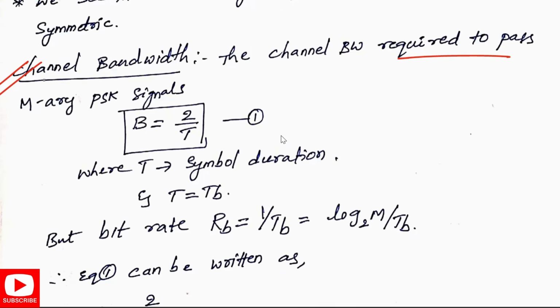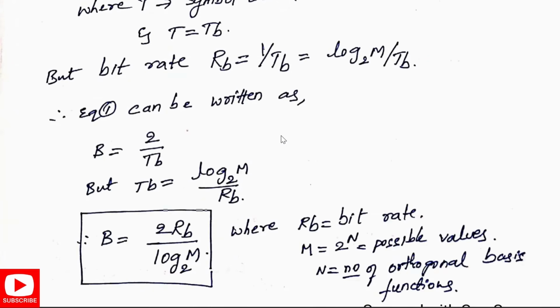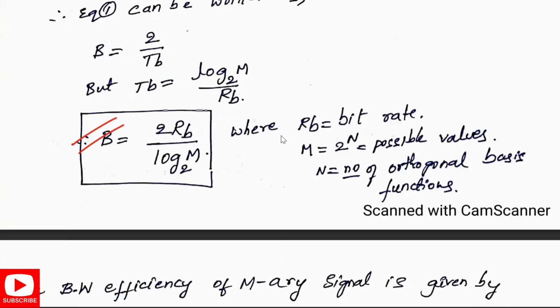T is given by Tb times log 2 M. Bit rate Rb is 1 by Tb. So this equation 1 can be rewritten as 2 by T, but T is substituted with this. So finally we get this as the answer. Here Rb is the bit rate and M is given by 2 power N possible values, and capital N is the number of orthogonal basis functions.